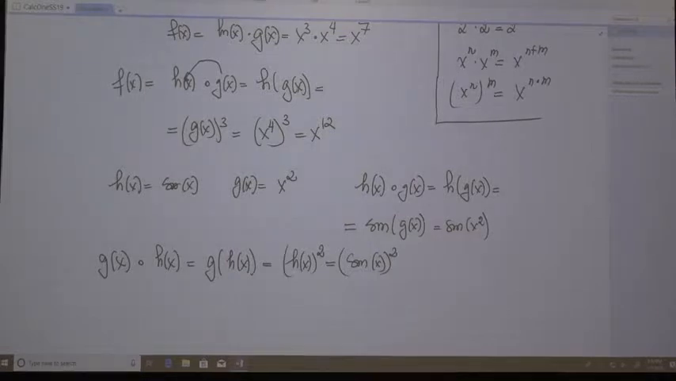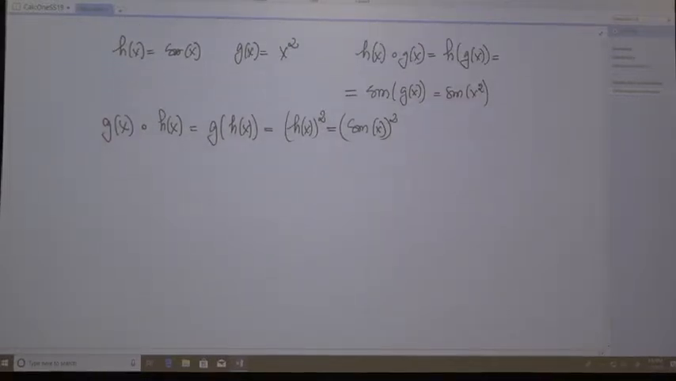More examples? Okay. So let's say h of x is 1 over the cube root of x, and g of x is x squared plus 3x plus 5. What is h composite g? This is called circle, or composite circle.